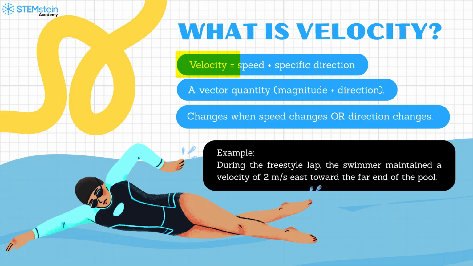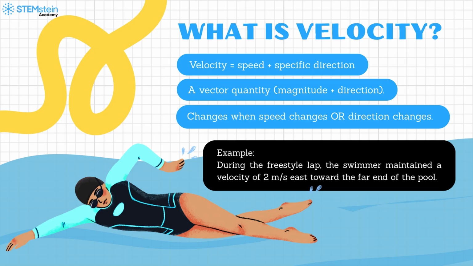The second measurement is velocity. Velocity is speed with a specific direction. It is known as a vector quantity because it has a value as well as a direction, whether it be positive, negative, north, east, south, or west. So, when the speed changes or the direction changes, velocity will also change. For example, this swimmer is traveling at a velocity of 2 meters per second east because the direction is east.